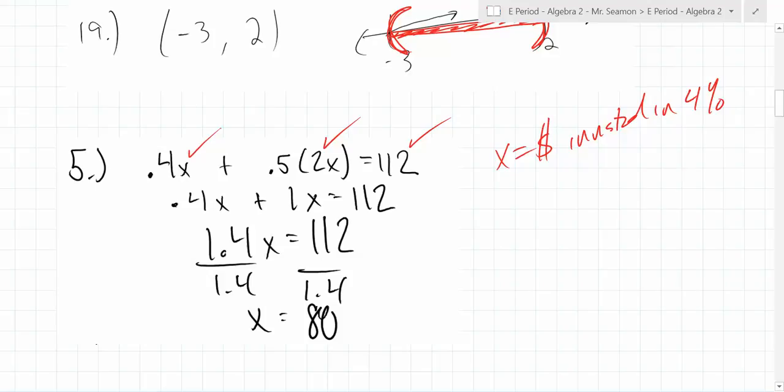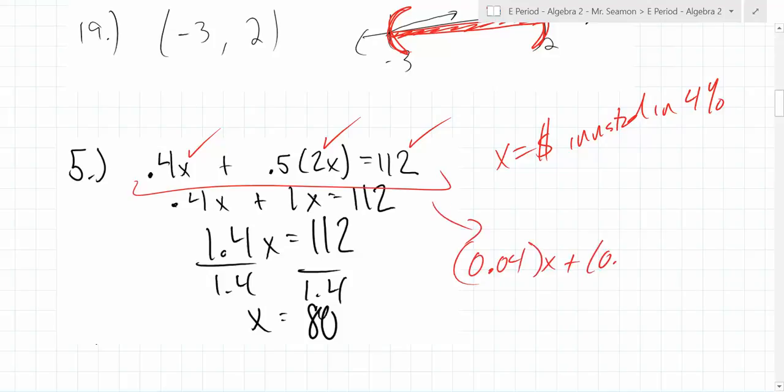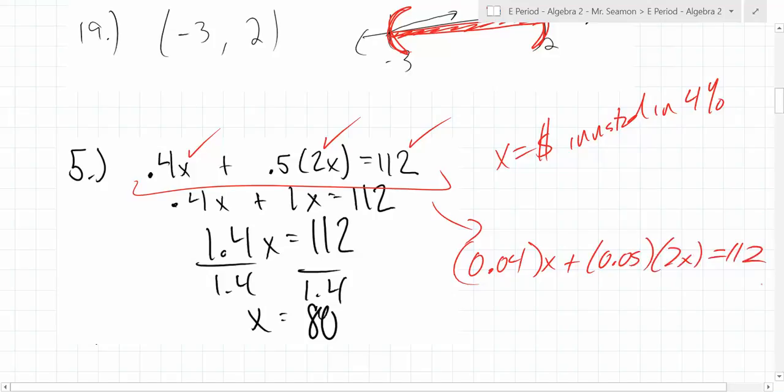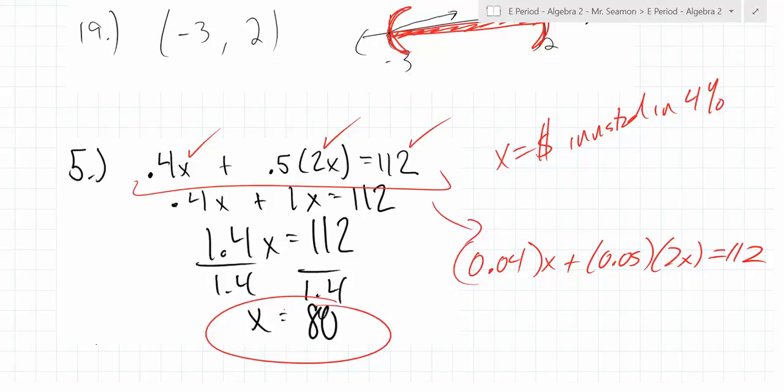What is 4% in decimal form? 0.04. Yeah, careful. What it should be is 0.04x plus 0.05 times 2x equals 112. That should get you an answer that makes a little bit more sense. Because look, this is telling you invest $80 and you get $112 in interest. That's what you get if you had 90% interest. Oh, excuse me, you get 40% on the first amount and double that, so it's even more than that. You're getting a lot of interest.